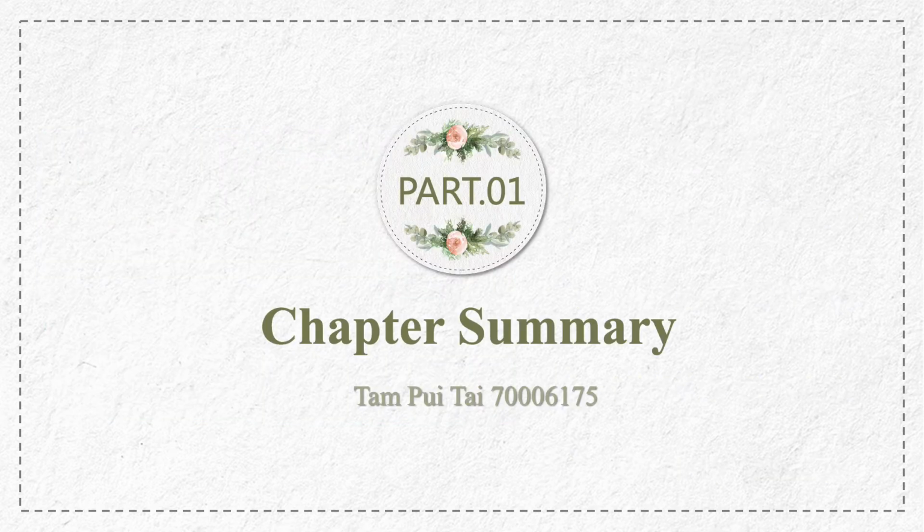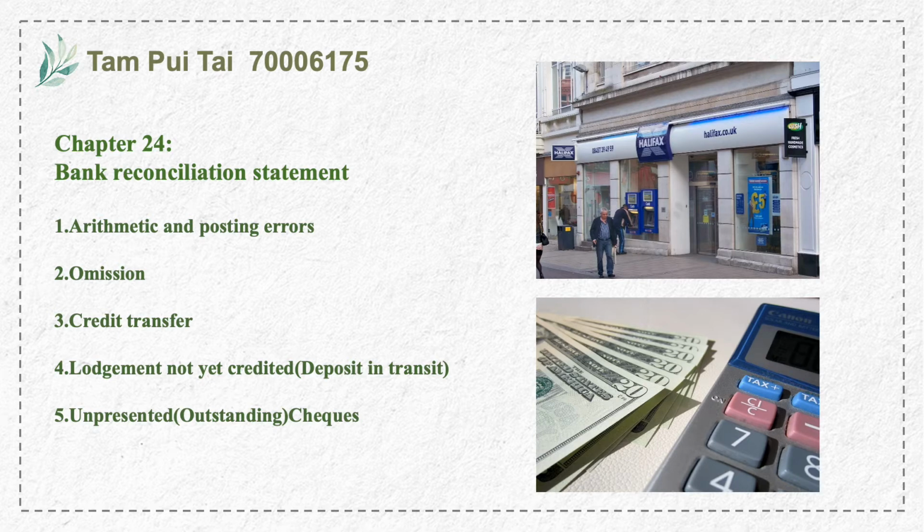Hello everyone, I am Tan Pui Tai and I will talk about the chapter summary here. Let us highlight some of the important concepts of chapter 24, bank reconciliation statement, which means the following items were entered in the bank column of the cash book when paid or received but have not yet been processed by the bank. Number 1, arithmetic and posting error.